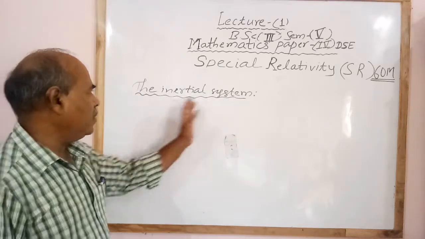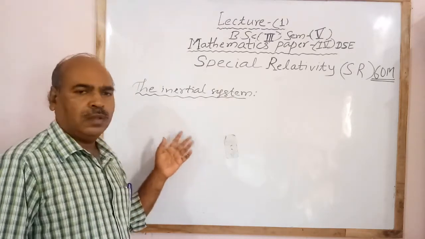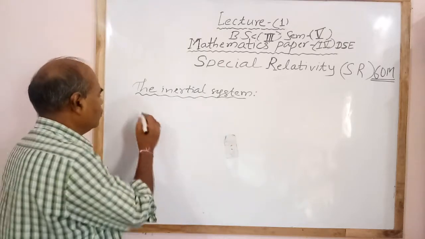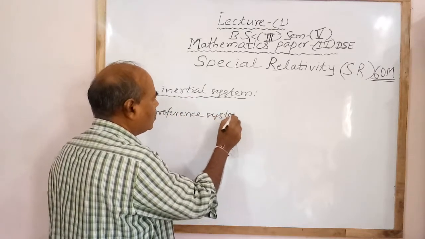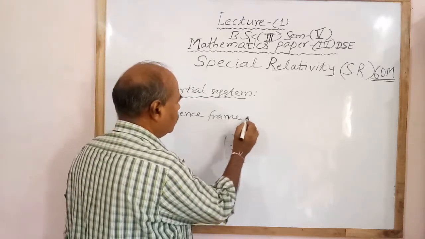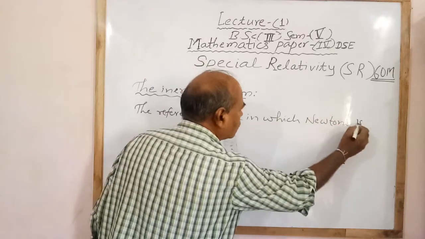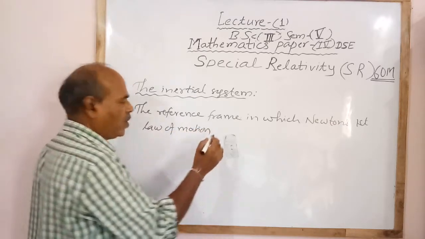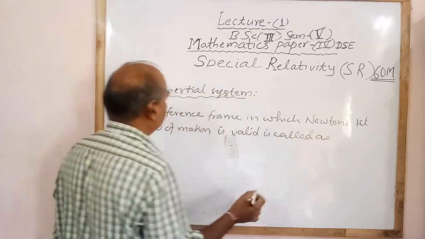The inertial system. First we see the definition of inertial system. The reference frame in which Newton's first law of motion is valid is called the inertial system.